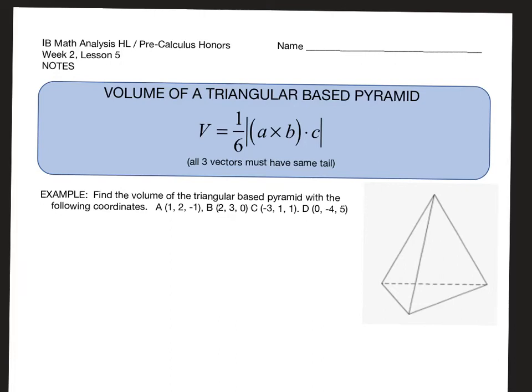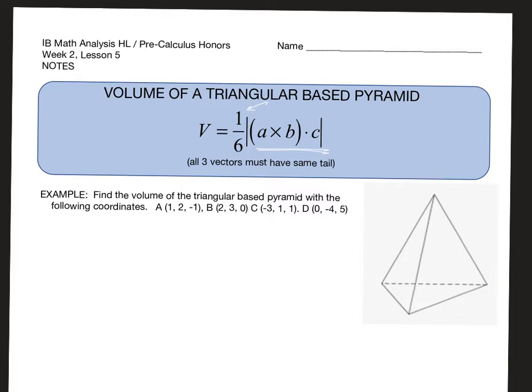Week 2, lesson 5. All right, so further building on that mixed product, if you take the mixed product and you multiply it by 1/6 or divide by 6, you end up with the volume of a triangular-based prism. Now, the most important part of this is that all three vectors that you use have to have the same tail, right? So notice the example that I've given you, this isn't really labeled, right?